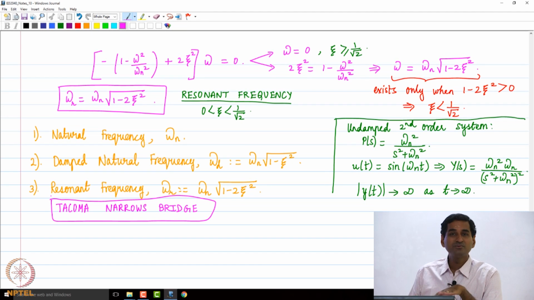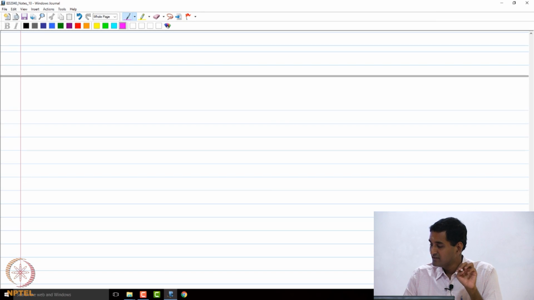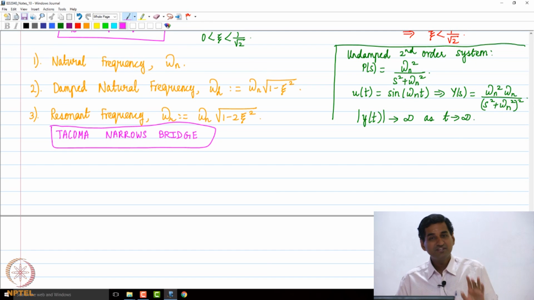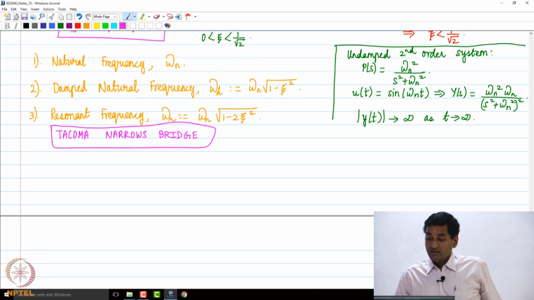That is why I wanted to do this analysis, to convey the difference between natural frequency, damped natural frequency and resonant frequency. I hope the physical meaning is clear for each frequency, because this understanding is extremely critical when we want to analyze second order systems. Please note that resonant frequency once again is applicable only for those second order systems where the damping ratio is between 0 and 1 over root 2. I hope this point is clear.